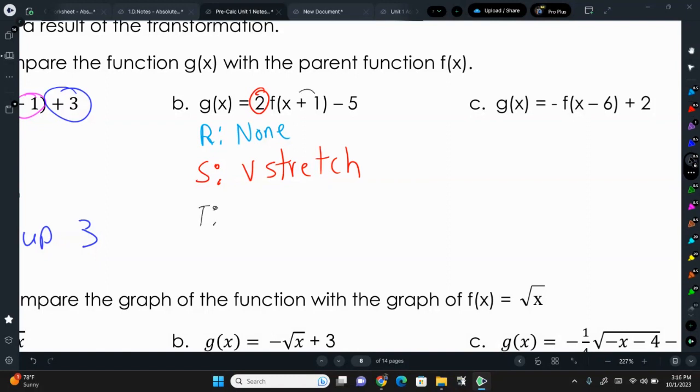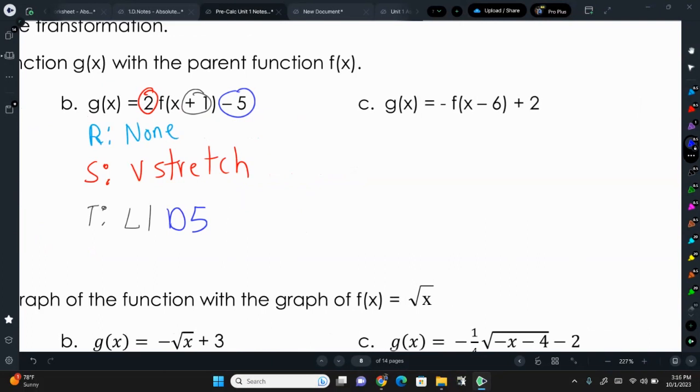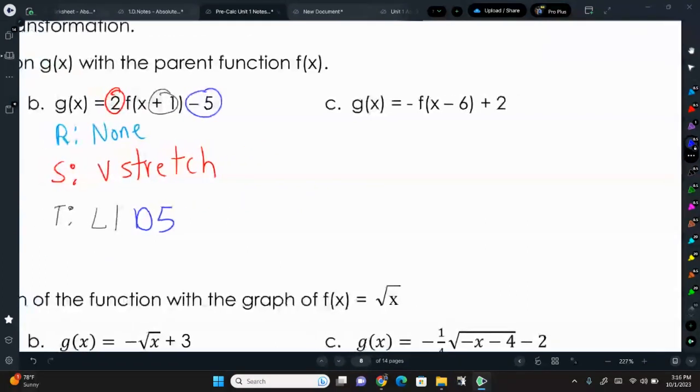Translation, we're going to abbreviate left 1 and down 5. Okay, so we're at the point where we can abbreviate more in pre-calculus. Okay, then the last one, we have a negative in front, so reflection is over the x-axis. I see, can we have reflection over the x and y-axis? Yeah, you can have a reflection over both.